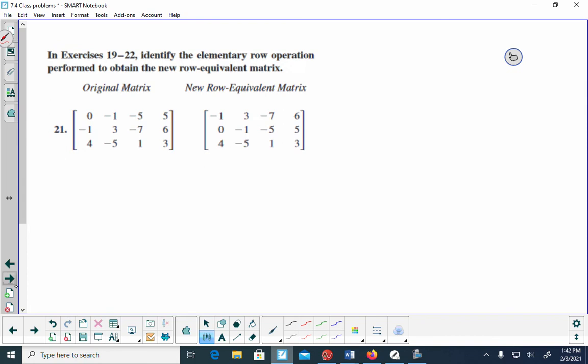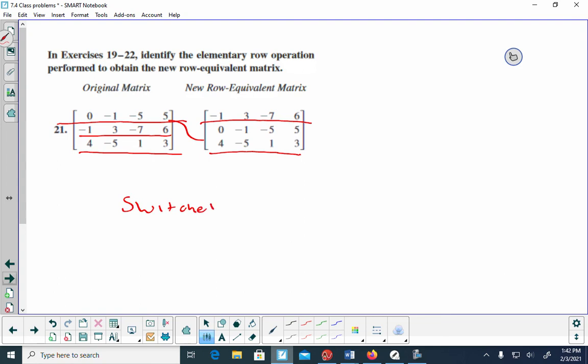The next one, they want you to look at the original matrix and compare it to the new matrix and say what you did. So when I look, 4, -5, 1, 3, that stayed the same. Then I have -1, 1, -7, 3. Well, that appears to have gone to the first row. And it appears that the first row went to the second row. So I'm going to say I switched row 1 and row 2. I just switched the places. And there's lots of reasons why you would do that.